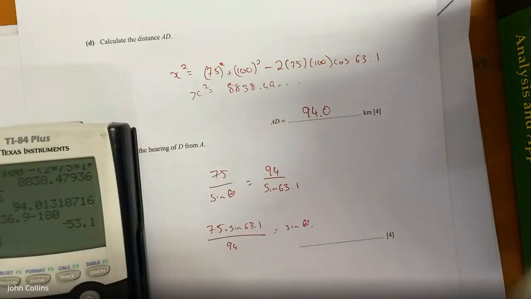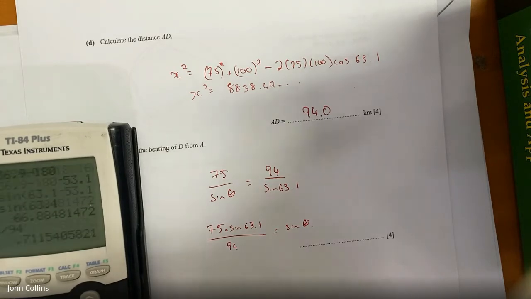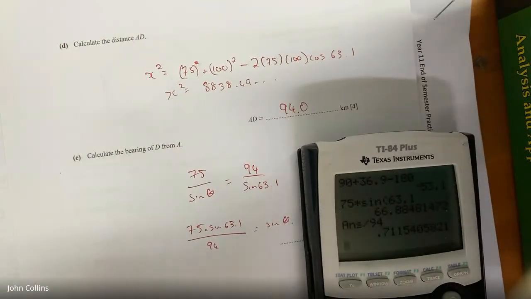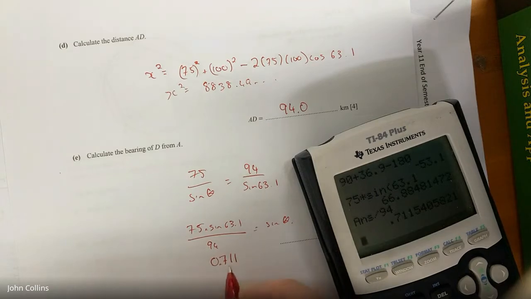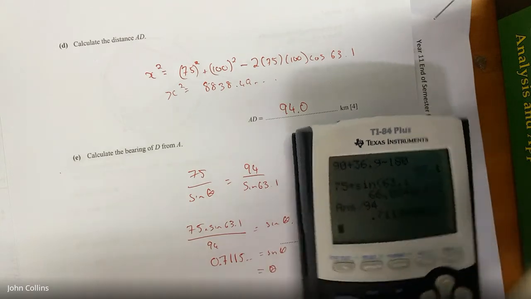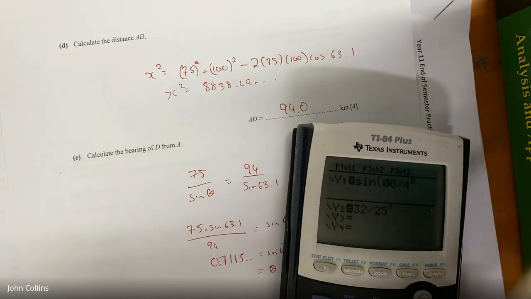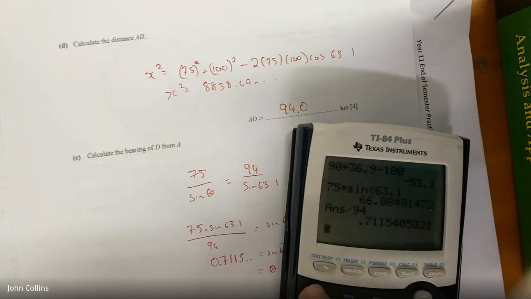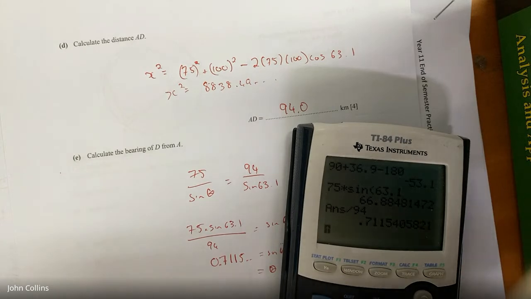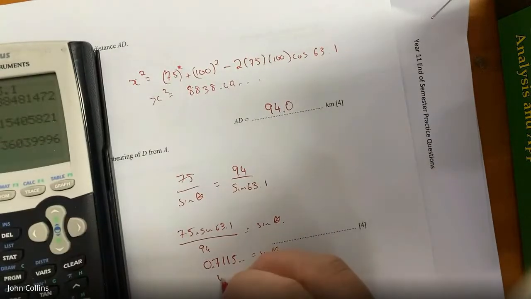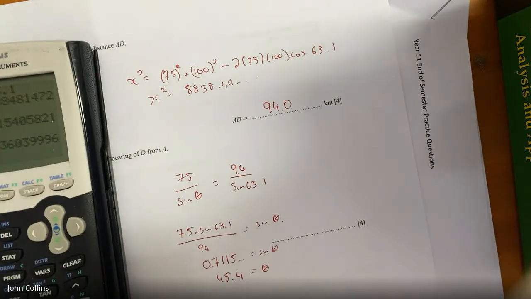Let's do that. Okay, and I get 0.7115. That's equal to sine theta, so theta will be the sine inverse of that. Oh, that's not what I want. All right, second sine inverse, second equals enter. 45.4. That's not the answer. So remember the bearings.